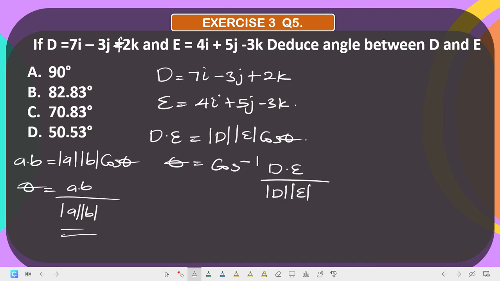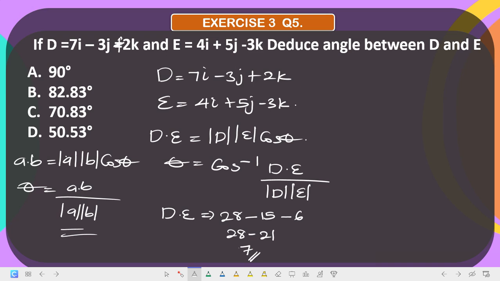So how do we find d dot e? We already know how to go about it. We say d dot e is the scalar product, and the scalar product can be gotten by multiplying what you have here. This is 7 times 4, which is 28, then minus 3 times 5, which is minus 15, and then this is minus 6. And I believe this is what we saw the other time, 28 minus 21. This gives us 7. So d dot e is equal to 7.